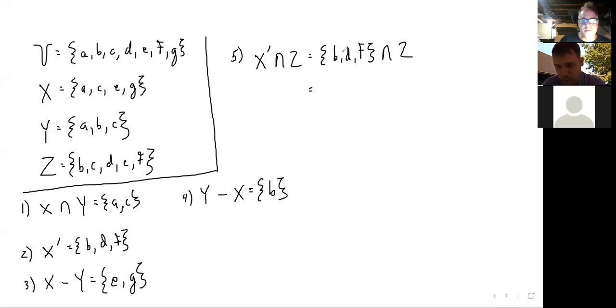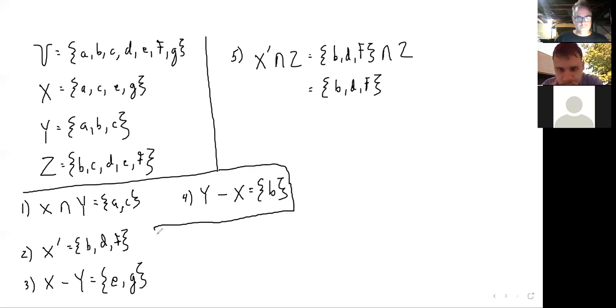So then I can look here and I can look here. What do they have in common? It's B, D, F. That's what these two have in common. And done. All right, questions on that?